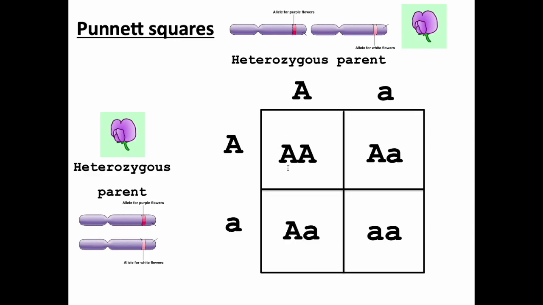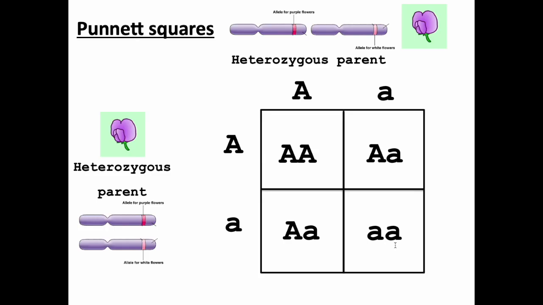This is going to be purple. Homozygous dominant has the dominant phenotype. This is going to be purple. Heterozygous has the dominant phenotype. Heterozygous has the dominant phenotype. This is going to be purple as well.